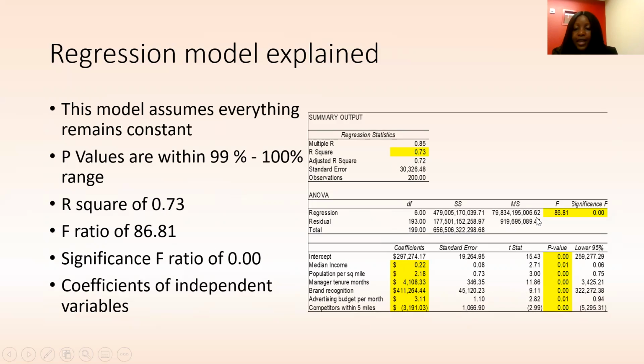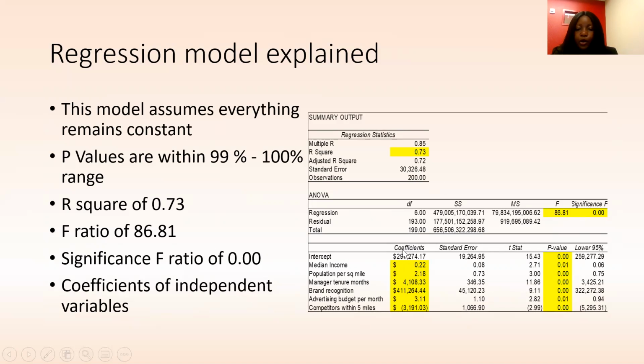We also have the F ratio of 86.1 right here, which is also a good amount that shows that our data is adequate and reliable. We also have the significance F ratio of 0.00, which shows the room for error, which is 0.00. So whatever information we have right now in creating this model is reliable, and you should be able to apply it to our new location data to predict their future sales.